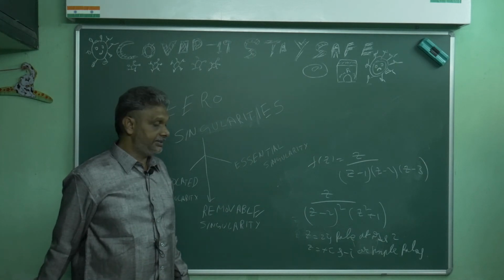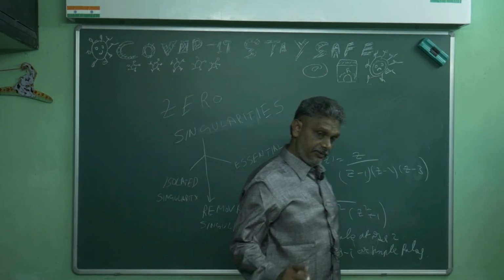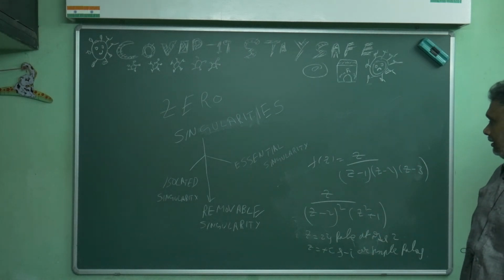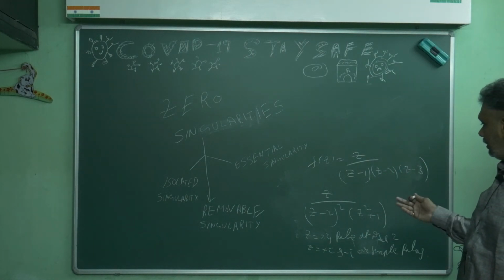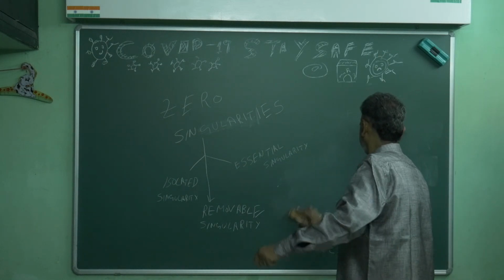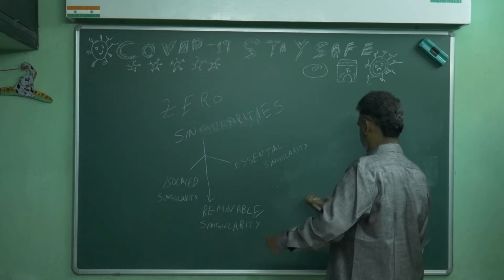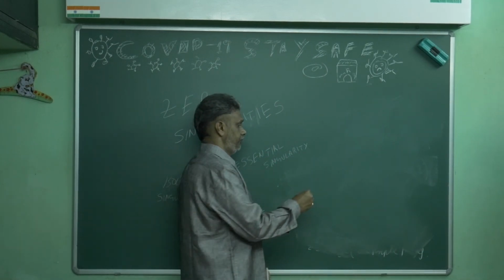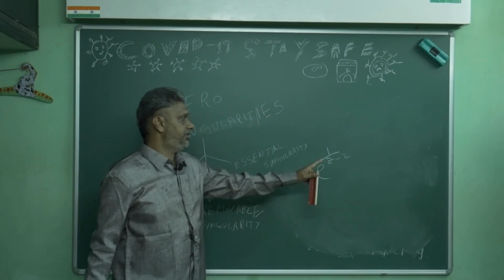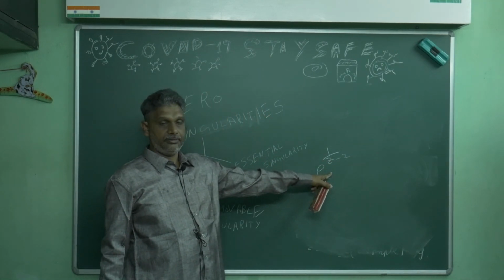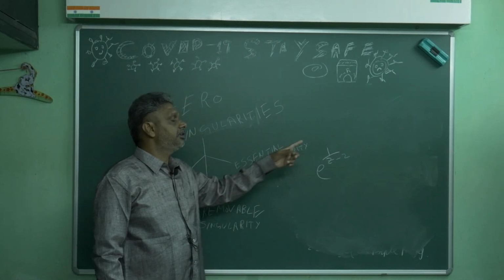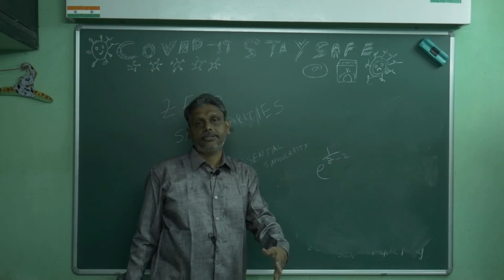Now, essential singularity means what? z equal to a is a singular point, and it is not a removable singularity and not a pole. This is called an essential singularity. Suppose f of z is equal to e power 1 by (z minus 2). Here z equal to 2 is a singular point because the function is not defined, but it is not a removable singularity and it is not a pole. This is called an essential singularity.